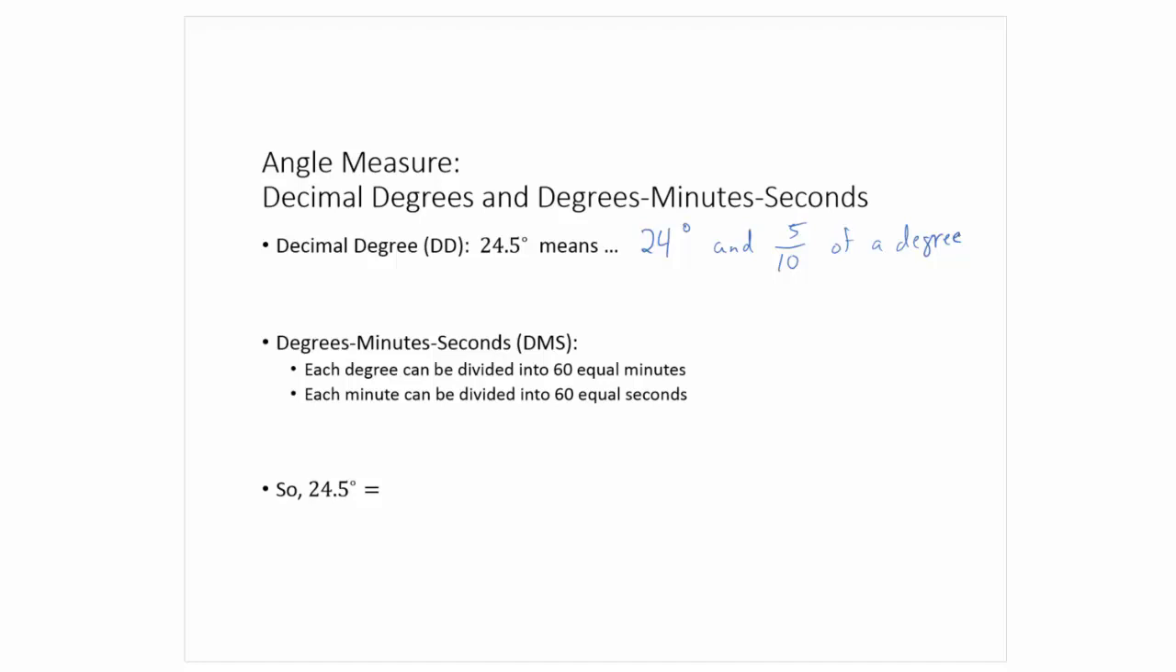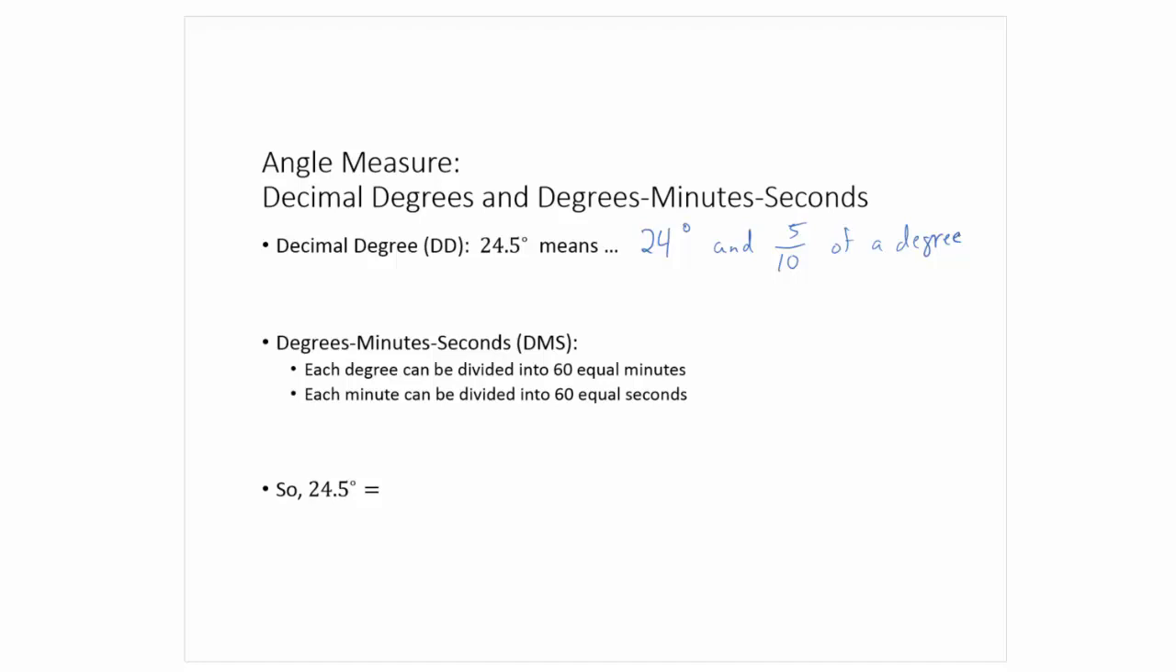Now, degrees, minutes, seconds takes a different point of view, and the idea being just like an hour. In an hour, there's 60 minutes. Well, now think of a degree. Think of a degree as being a whole, and we have 60 minutes in a degree. Similarly, each minute, if we think of the clock again, of our time system, each minute can be broken down into 60 seconds. Similarly, each minute of a degree can be broken down into 60 equal seconds.